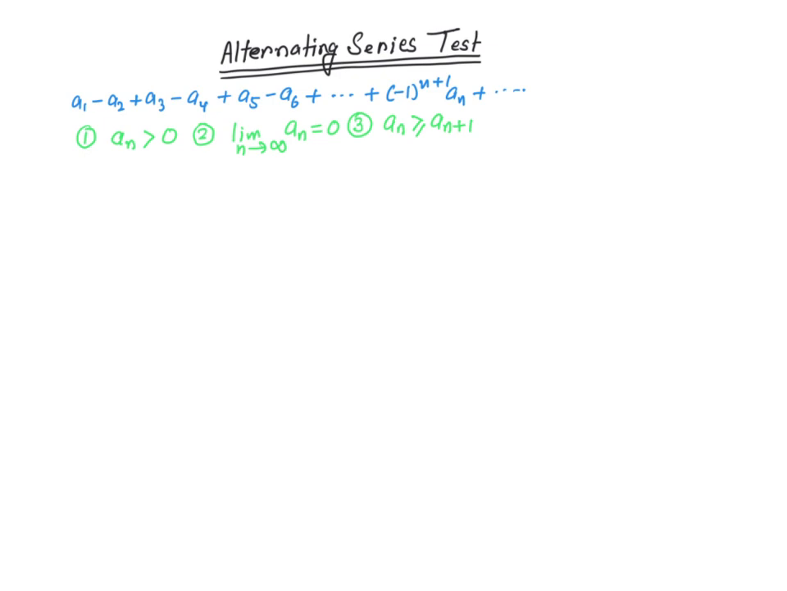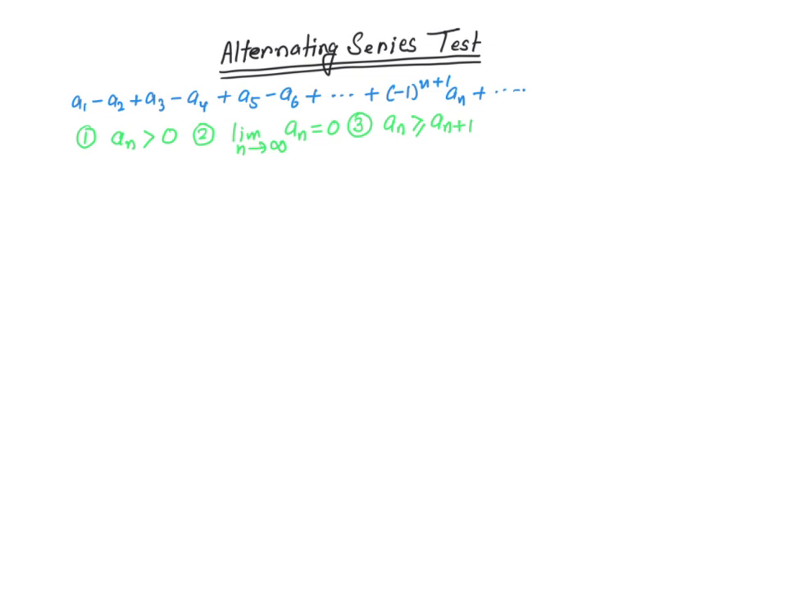So let me elaborate on these things. Each of the terms are positive, excluding the signs. Signs alternate between positive and negative. And the limit of the individual terms is 0. That means the limit as n approaches infinity of a_n is equal to 0. And a_n is greater than or equal to a_n plus 1. That means as you go forward, the terms get smaller and smaller, excluding the signs.